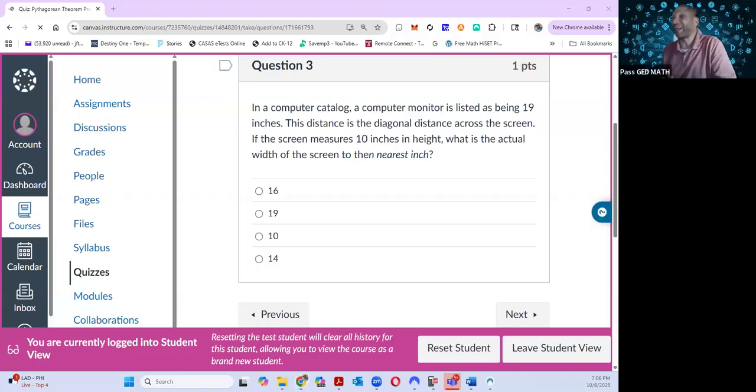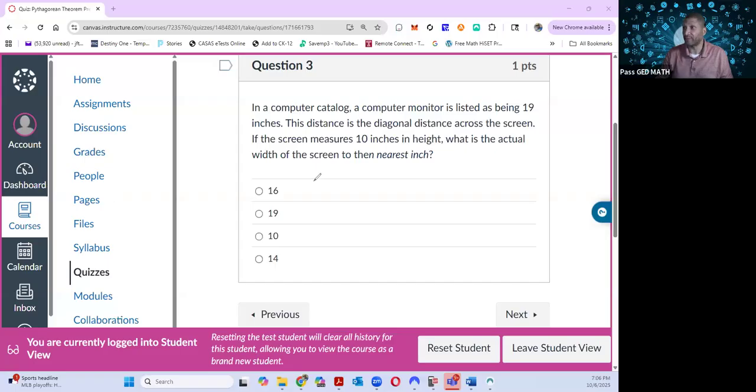In a computer catalog, a computer monitor's size is listed as 19 inches. The distance is the diagonal distance across the screen. If the screen measures 10 inches in height, what is the actual width of the screen to the nearest inch? What? That's what you're saying right now. Your brain just exploded. What are they talking about? What are you doing? I'm going to draw a diagram.